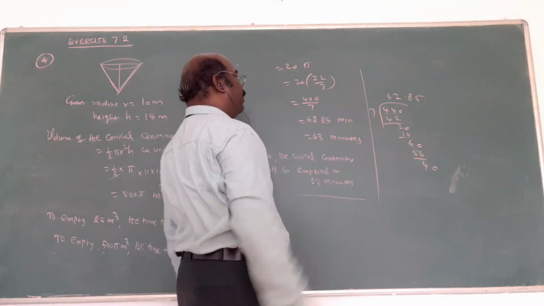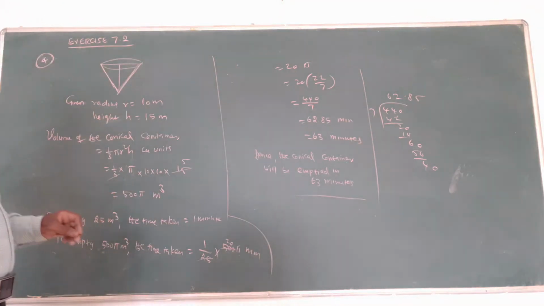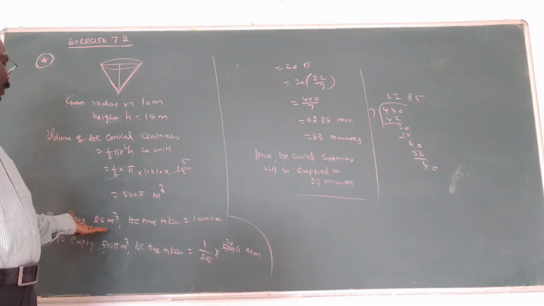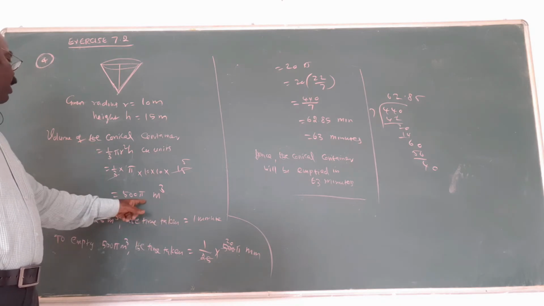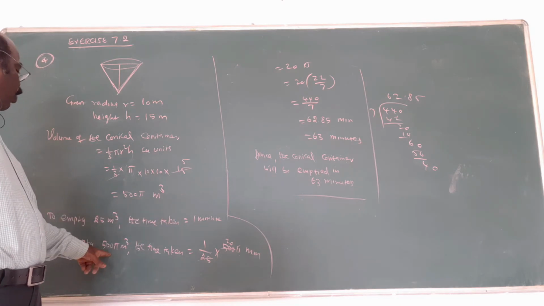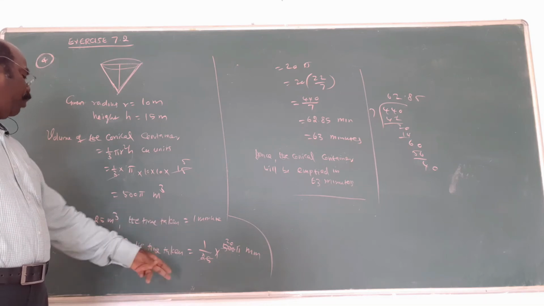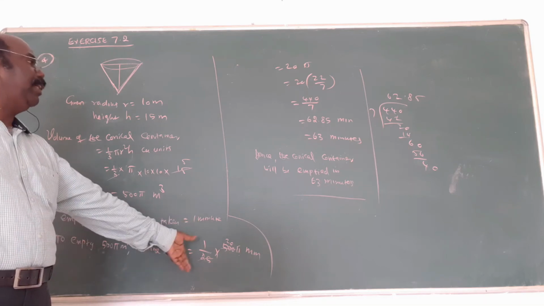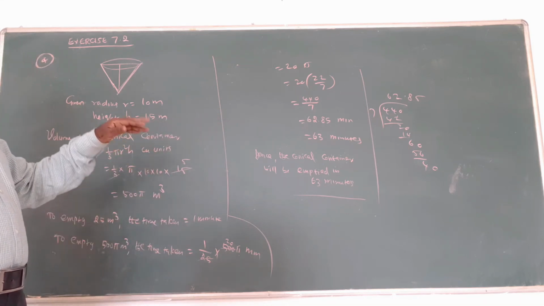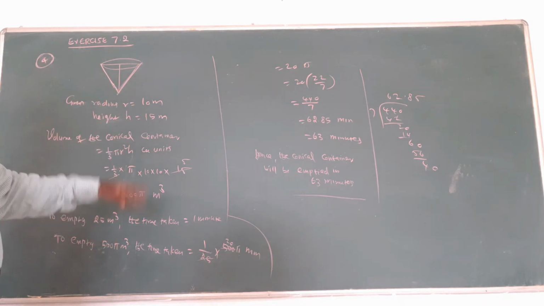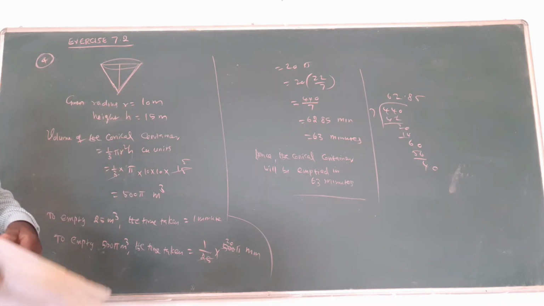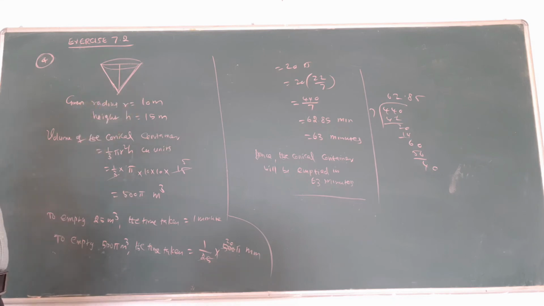This is the formula. Read the question clearly and use the volume formula. It is given that to empty 25 meter cube, the time taken is 1 minute. Now we already found 500 meter cube, divided by 25. 1 by 25 into multiply 5 by 5. Simplify, and we get the answer 62.85 minutes. Because the answer is asked in minutes, round off. So the answer is approximately 63 minutes.